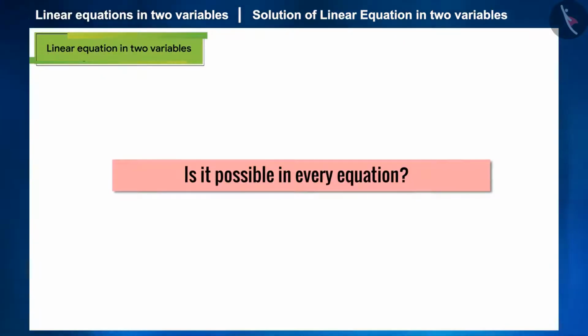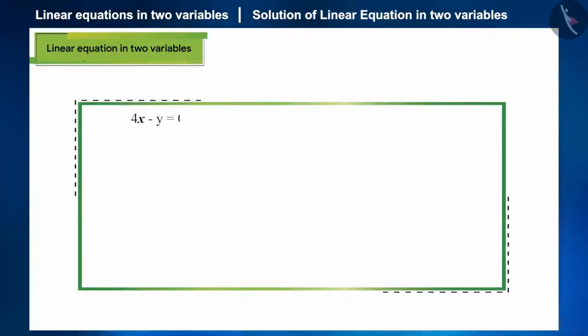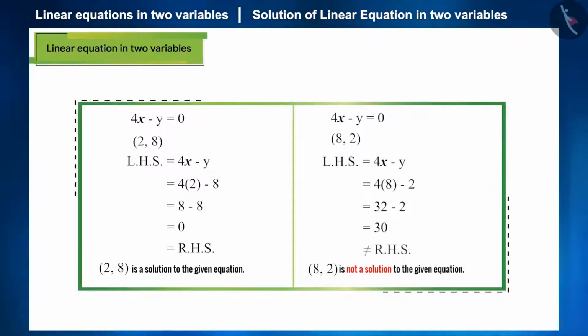No. Let's see another example for this. Equation 4x minus y is equal to 0. Here, (2, 8) is a solution to this equation. But (8, 2) is not a solution to this equation. Therefore, we cannot say that if (x, y) is a solution to a particular equation, then (y, x) will also be a solution to that equation. We should always substitute the values of x and y in the equation to see if they satisfy the equation or not.